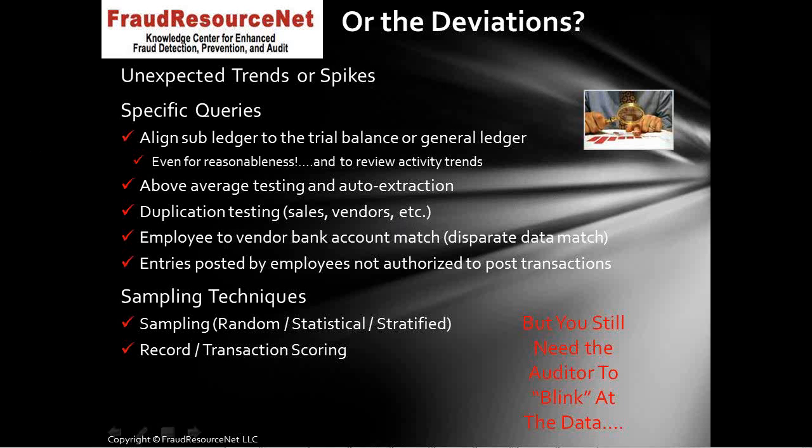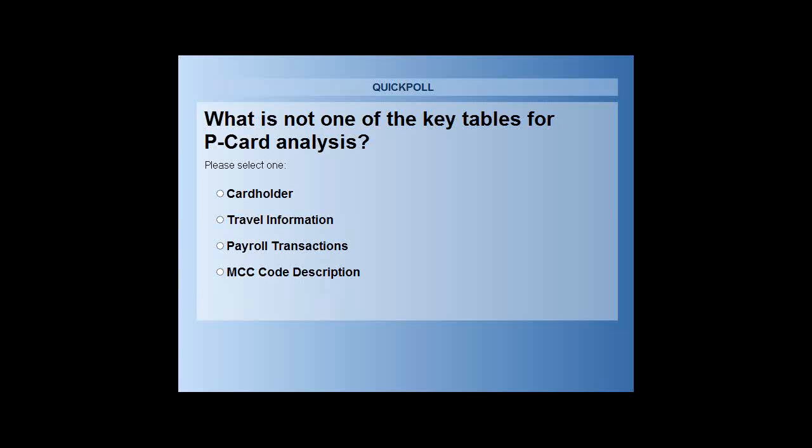So now getting into our next polling question, keeping us on track here. What is not one of the key tables for EPCard analysis? Card holder, travel information, payroll transactions, or MCC code description. Those four we were talking about a few before on a slide. So what is not one of the key tables for EPCard analysis, the one that we were not talking about on that slide? I don't see any questions. We'll take a pause here for a minute.